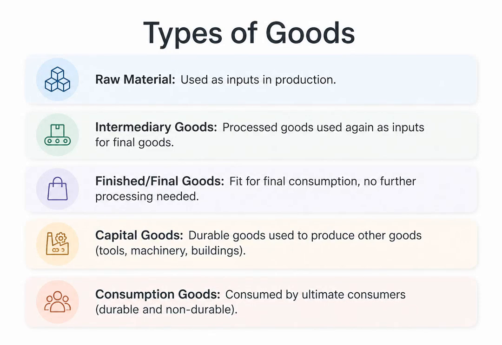In macroeconomics, we categorize goods based on their end use. Raw materials are basic inputs. Intermediary goods have been processed but will be used again to make something else. Finished or final goods are ready for the consumer. Then we have capital goods, which are durable items like machinery and buildings used by businesses to create other products. Finally, consumption goods are the everyday items, both durable and non-durable, bought by ultimate consumers.